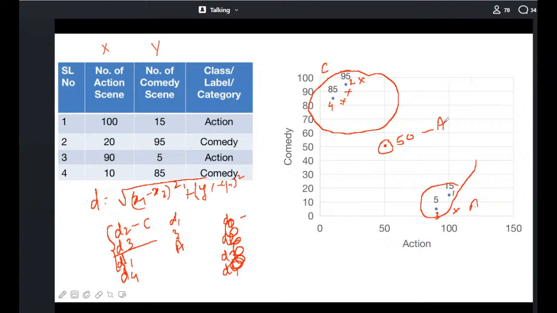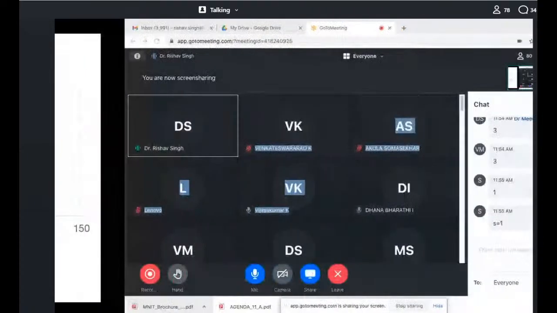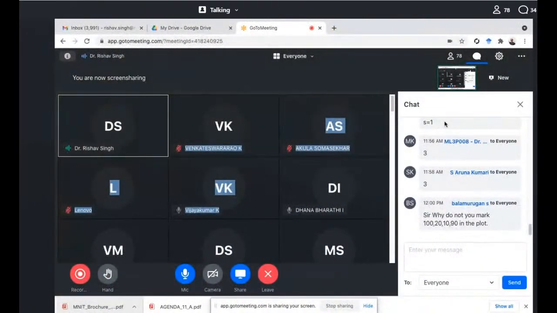K is actually the number of neighbors you want to take into consideration. So K nearest neighbor just involves a few steps. You assume the data is in multiple dimensions, you compute the distance, you sort it, and then you take the votes from the K neighbors you want to consider. This is known as KNN, K nearest neighbors.